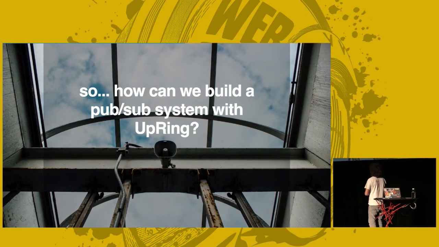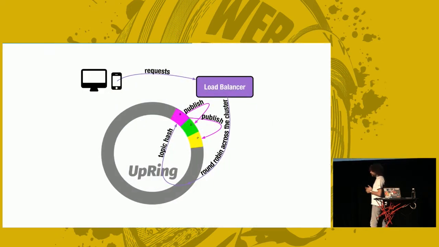So well, let's go back to my title, because I haven't built a pub/sub system yet. So I need to demo that. So how can we build a pub/sub system with UpRing? So first of all, let's say that we have a publisher, OK? And in a pub/sub system, you have a concept of a topic, where different users publish some things, or a chat room, or whatever.